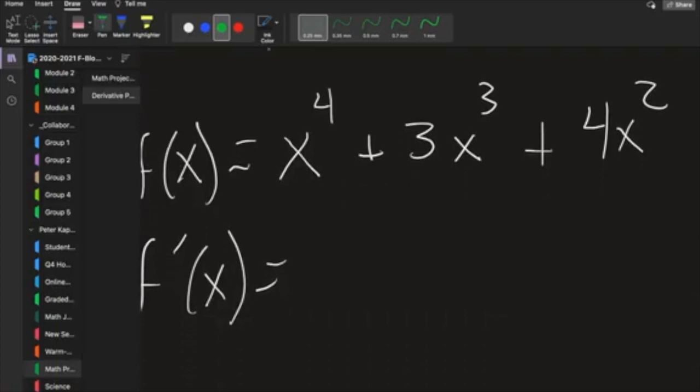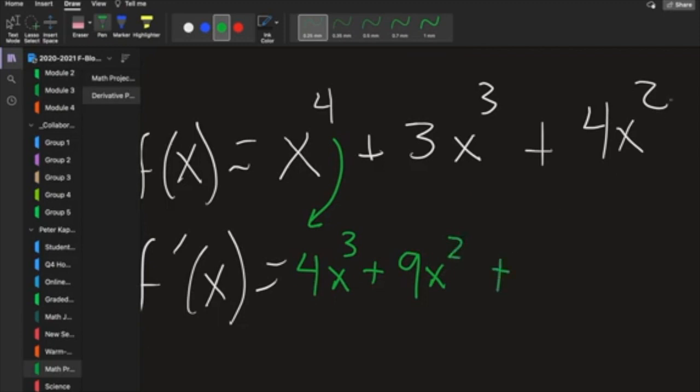So first step is put the 4 out front. So 4, keep that x. And then what's 4 minus 1? 3. Then you're going to do plus. What's 3 times 3? That's going to give us 9. Keep the x. What's 3 minus 1? That's going to be 2.